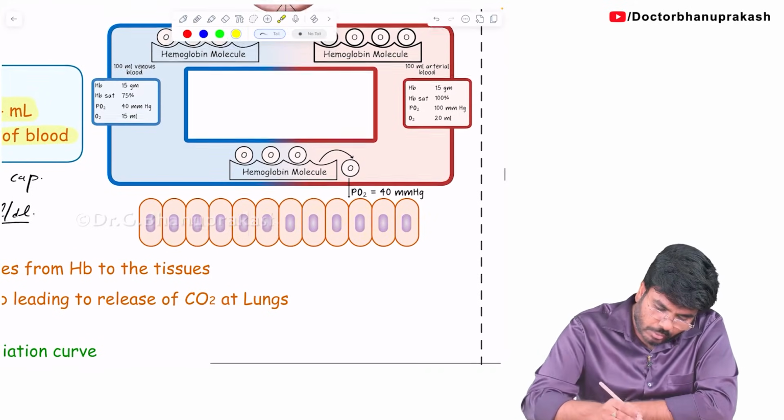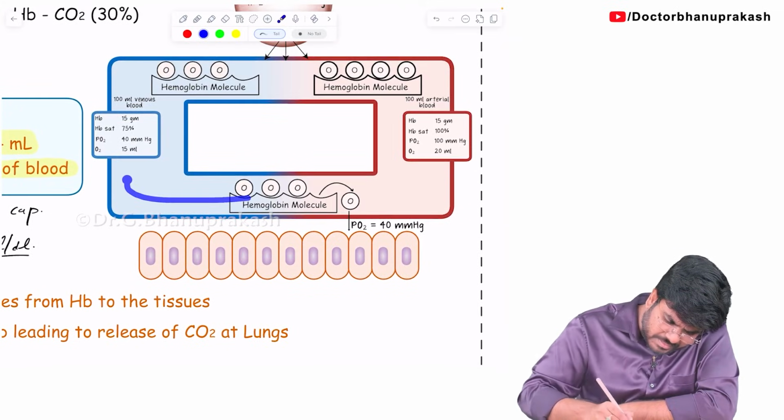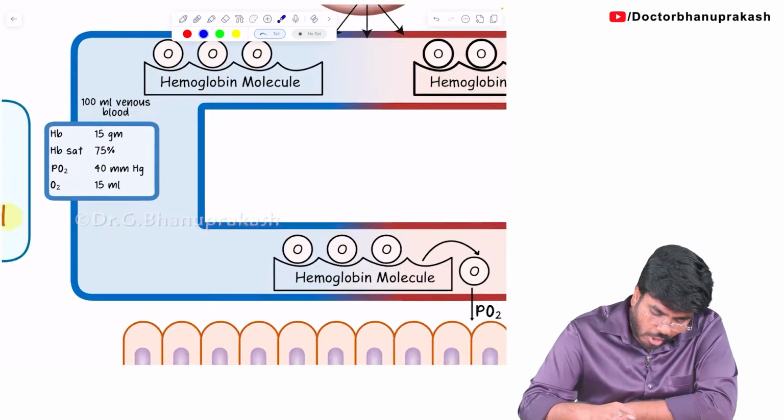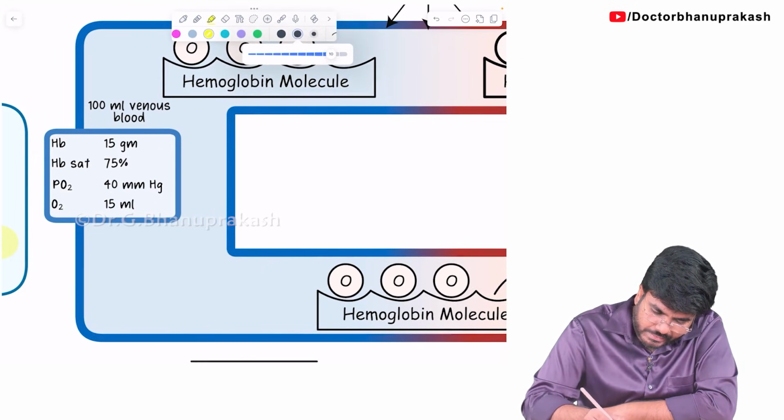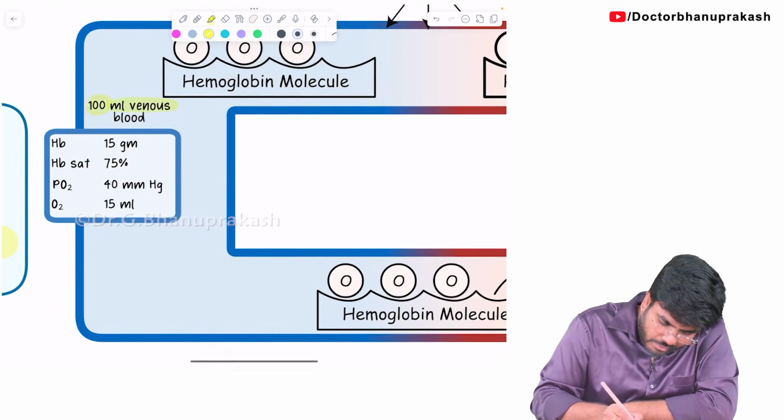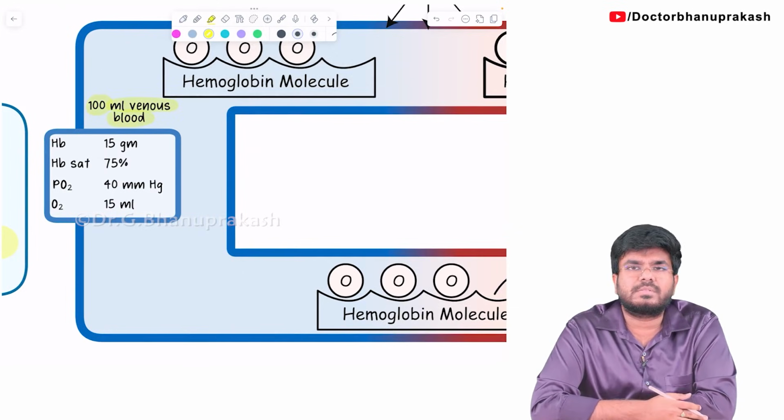Now, let's begin our topic with the venous blood. I am talking about the venous blood. Now, how much venous blood am I taking? I am taking 1 deciliter, that is 100 ml. I am taking 100 ml of venous blood.